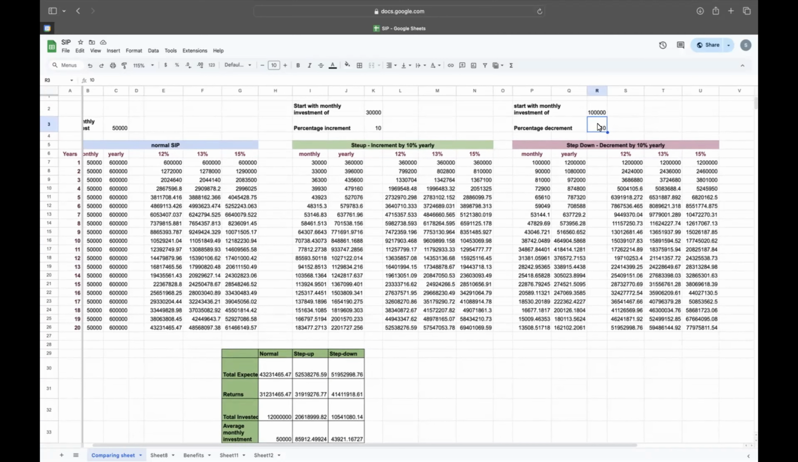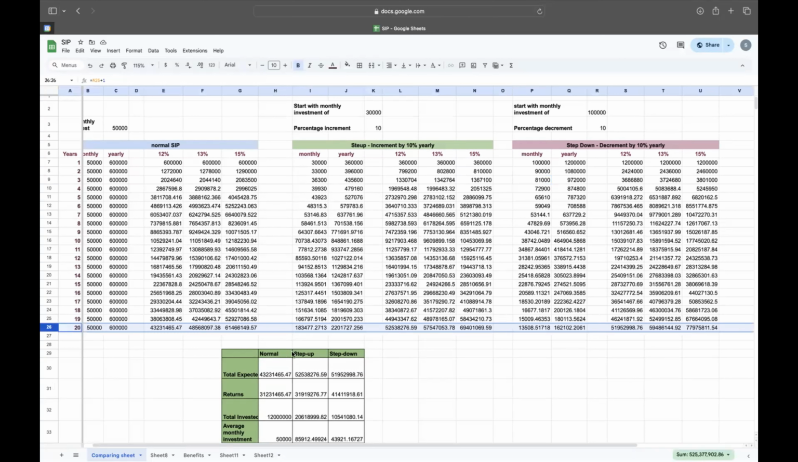Let's say I wanted to start my investment with around 1 lakh rupees every month, and I decide to decrement it by 10%. So initially it is 1 lakh rupees every month for a year, and from the second year I'll be decrementing it by 10%, which is 90,000. Third year I'll be decrementing 10,000 on what I have been investing in the second year, which is 81,000. And when it comes to the 20th year, it will be around 13,500 that I'll be investing every month.